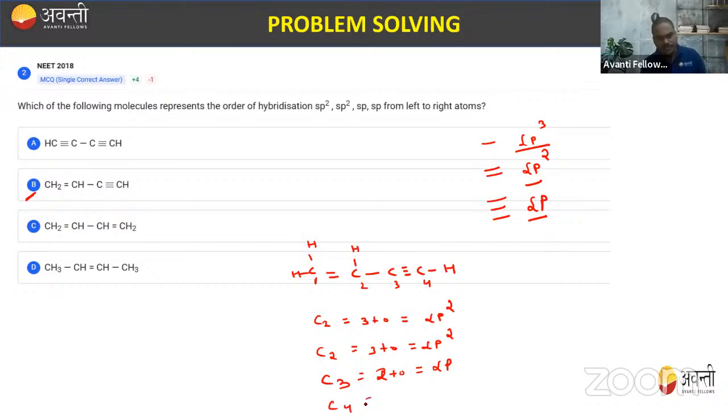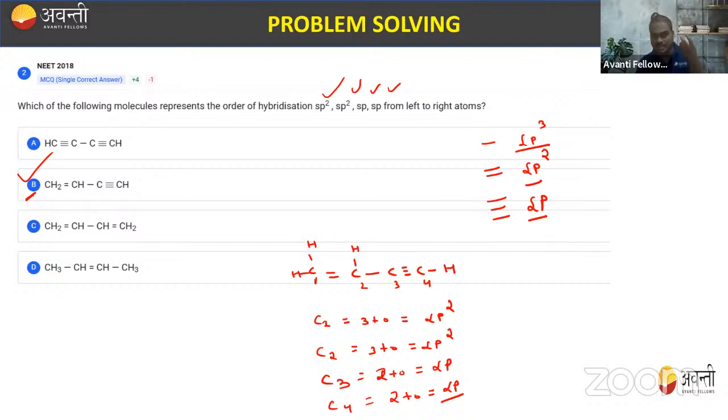Similarly, in C4, a triple bond means 2 pi bonds and 1 sigma bond, so only 2 plus 0, that is again sp. So in this question, they're asking sp2, sp2, sp and sp. So the correct option is B. समझ आया कैसे हुआ बी? क्योंकि बी में हाइब्रिडाइजेशन सबका sp2, sp2, sp एंड sp है. सो ये सबसे आसान तरीका होता है हाइब्रिडाइजेशन निकालने का.